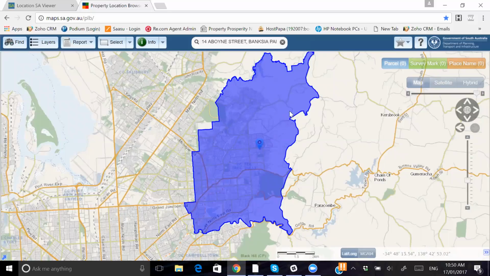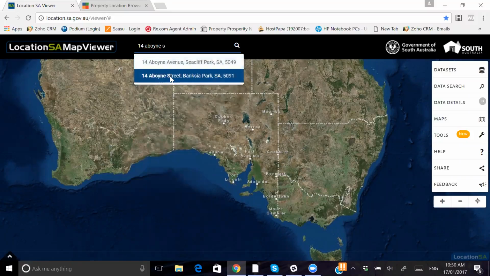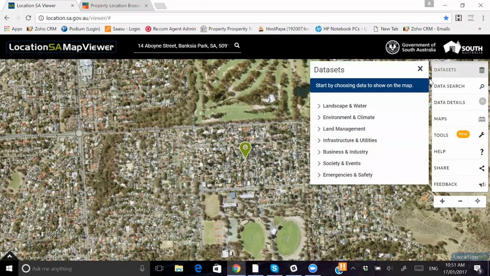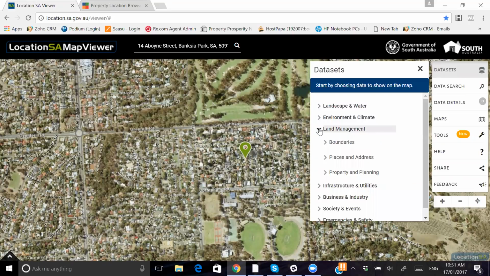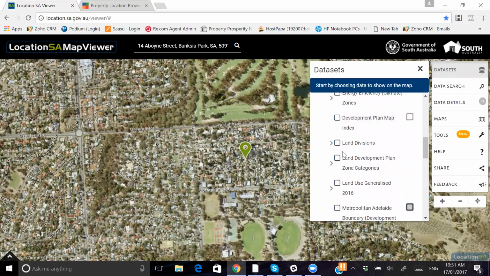Next thing we're going to look at is we're going to go into this SA viewer thing. Do the same thing. We're going to go 14 Aboyne Street, Banksia Park. Okay, same thing we're looking at. And when we showed in here, we go into this data sets. We go into land management, was it somewhere? Property and planning. And one of these things here shows us development plan index land divisions.